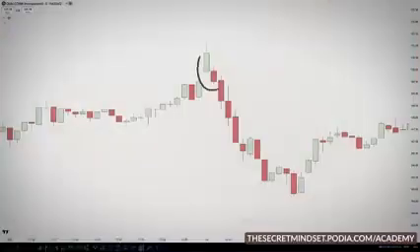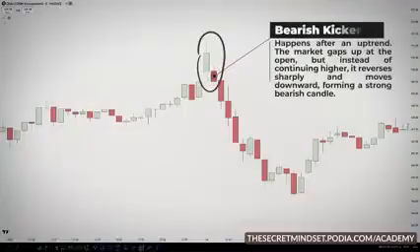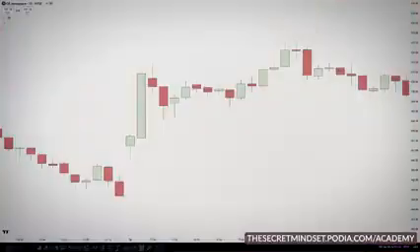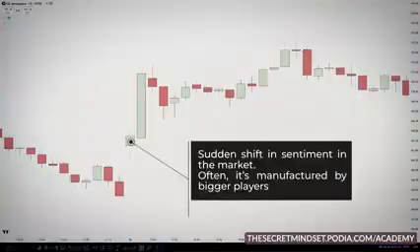A bearish kicker happens after an uptrend. The market gaps up at the open, but instead of continuing higher, it reverses sharply and moves downward, forming a strong bearish candle. Kicker patterns primarily occur because of a sudden shift in sentiment in the market. But this shift isn't always organic. Often, it's manufactured by bigger players.